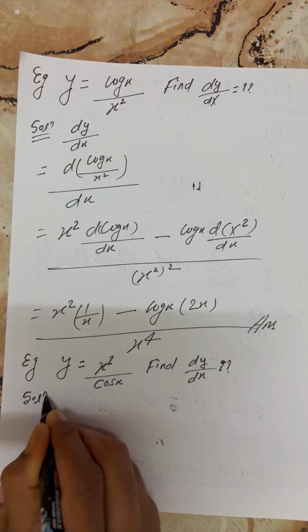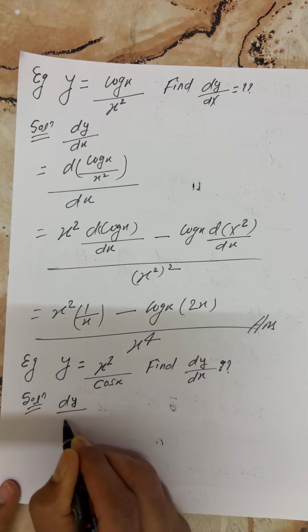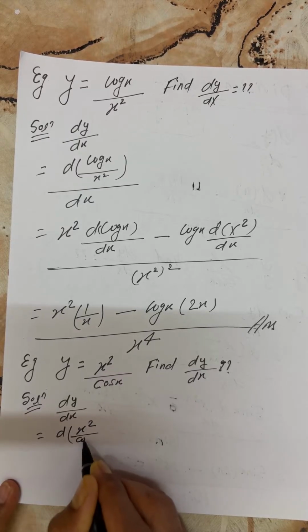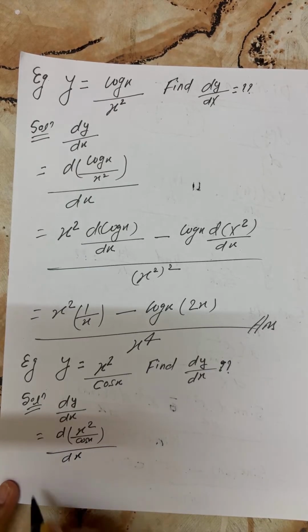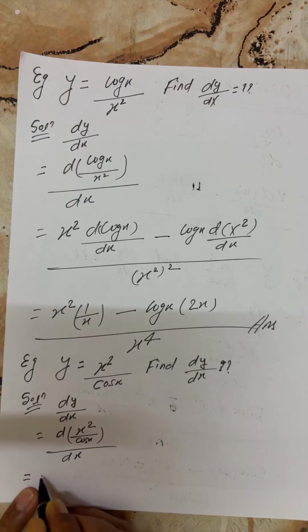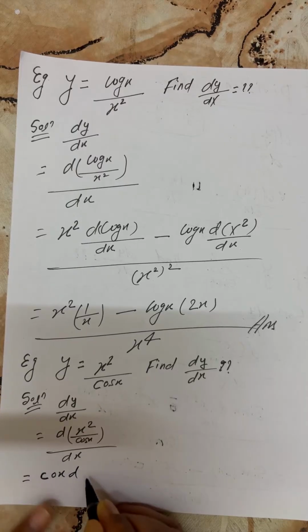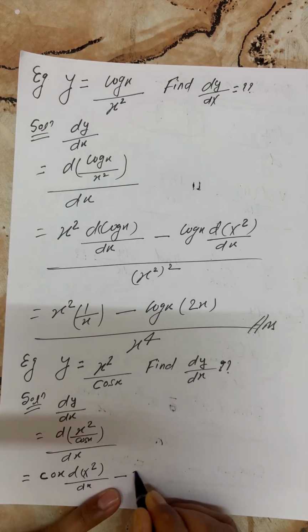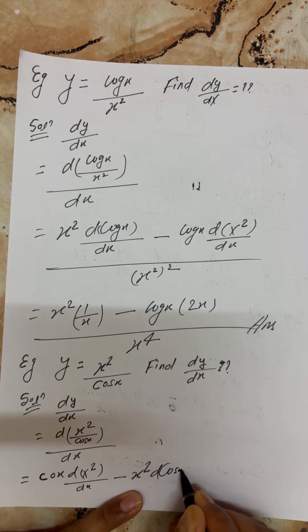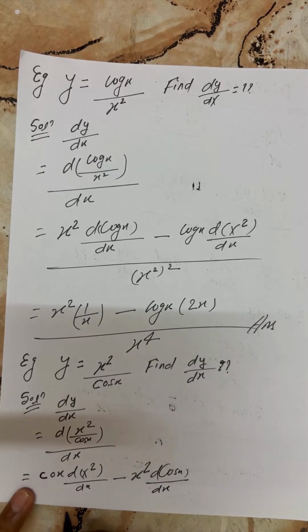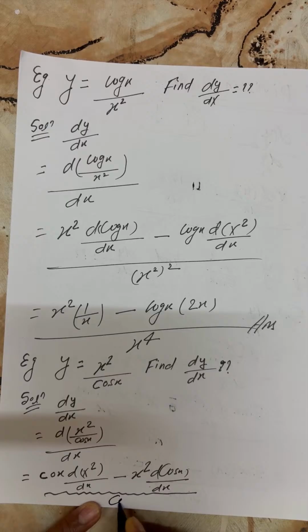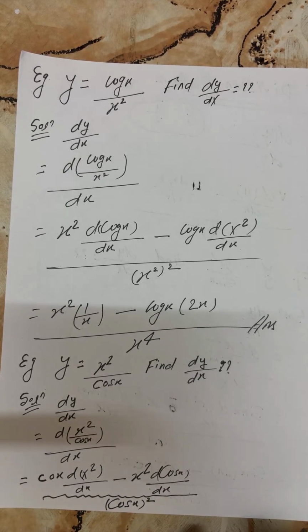Students, as I told you here, first step dy by dx. So y, you can write it as x squared upon cos x, upon dx. Now students, I'm keeping cos x constant. I'll differentiate x squared upon dx, minus x square I'll keep constant, differentiation of cos x upon dx, upon cos of x whole square. You can say cos of x whole square, right?